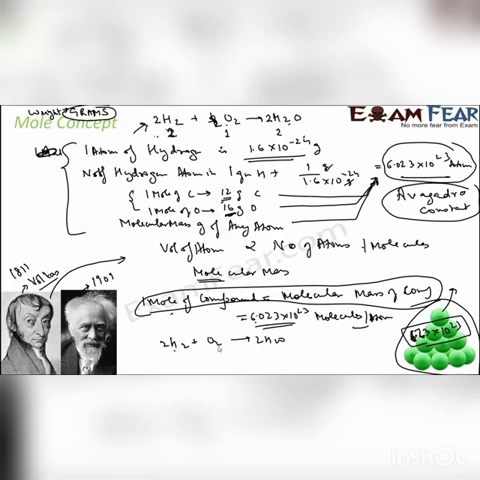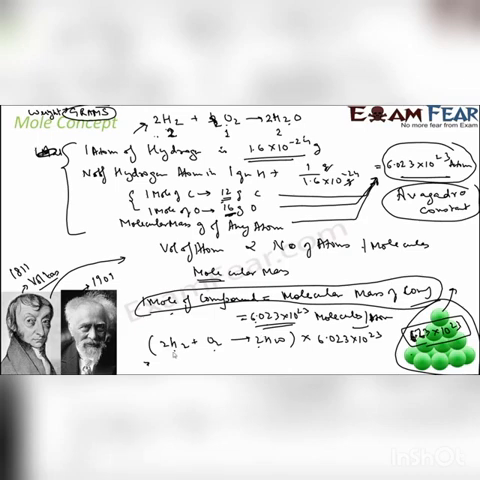Say 2 molecules of hydrogen react with 1 molecule of oxygen to give 2 molecules of water. You multiply the whole equation with this number, the magical number. So with this I can say that 2 into 6.023 molecules of hydrogen will react with 1 into 6.023 molecules of oxygen to give 2 into 6.023 into 10 to the power 23 molecules of water.